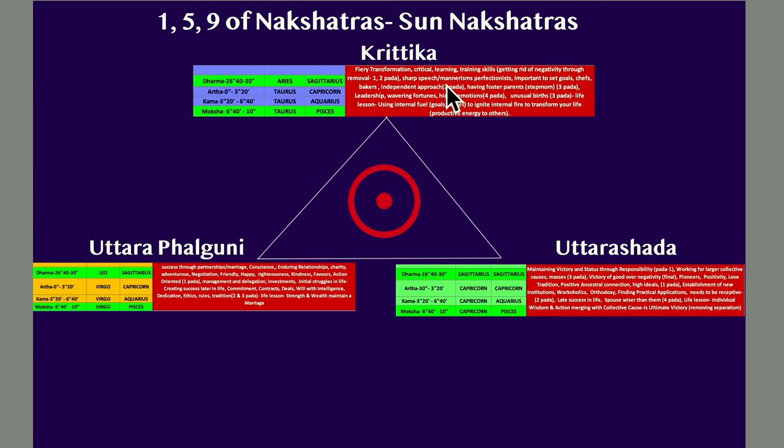They have a very sharp speech like the Sun, no nonsense. Perfectionists like the Sun. For them, it's important to set goals. They can become chefs, by the way, going into Taurus, because it's about food, second house. And also they have a very independent approach, because again, Sun having foster parents.